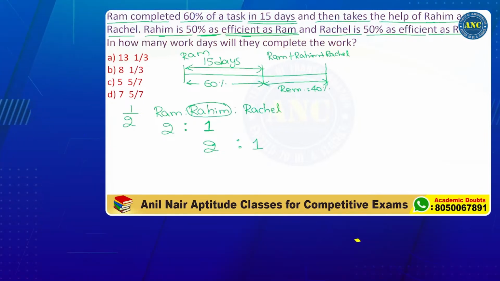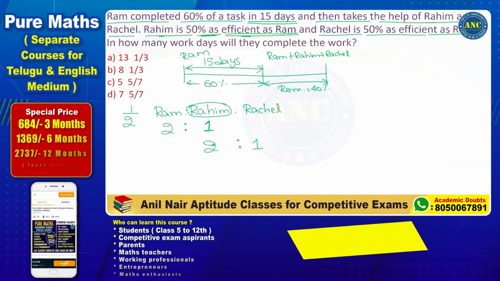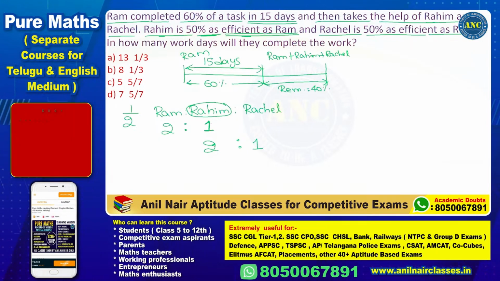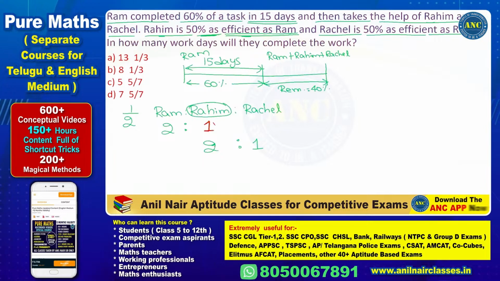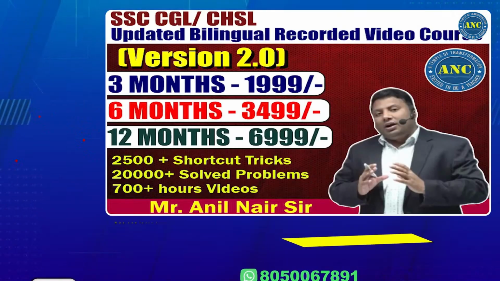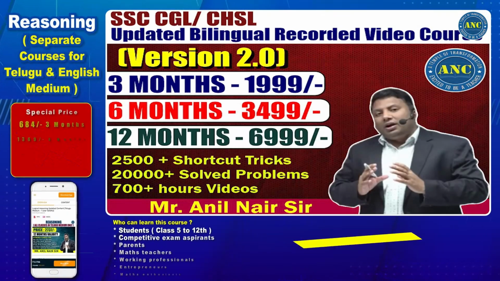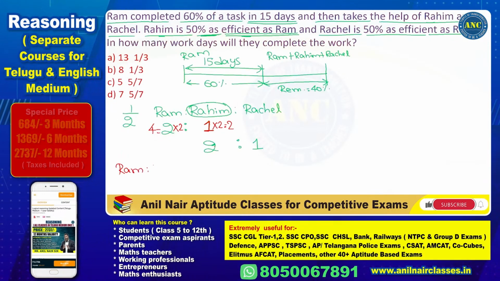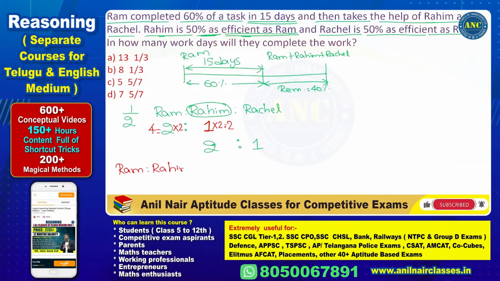So, what I will do is, I will make both of them the same number. 1 and 2 should be made the same number, that is 2. So, I will make this 1 as 2, multiply by 2. So this becomes 2. This also should be multiplied by 2. So this becomes 4.